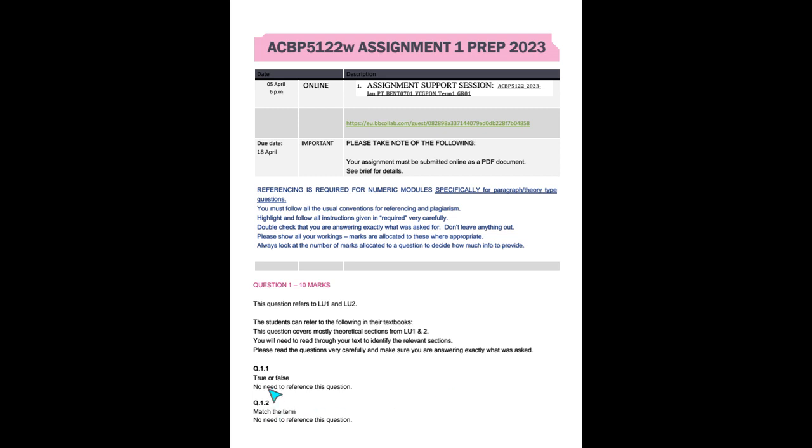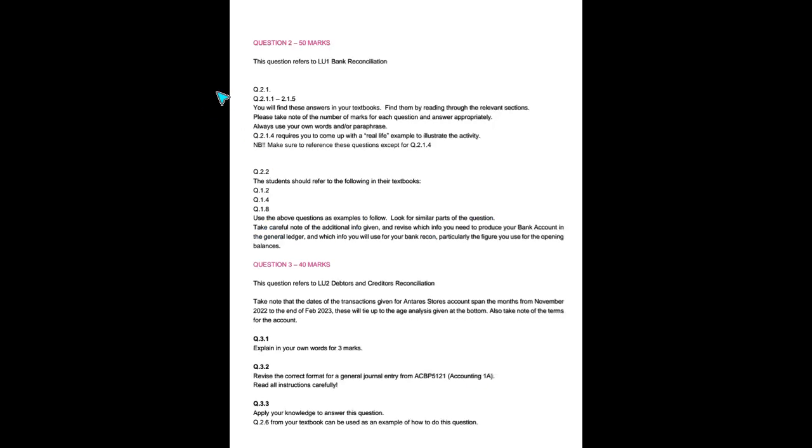Okay, so true or false, it doesn't need to be referenced, and match the term. Also, no need to reference those questions, even though they are technically theory questions. You're not having to write paragraphs explaining and defining, etc. like that. Okay, so question 2 for 50 marks. Just go to the page here. So this is obviously the big meaty question, question 2 and 3.